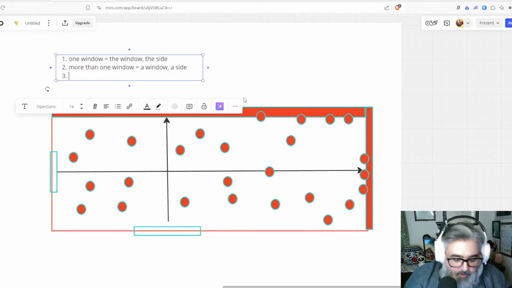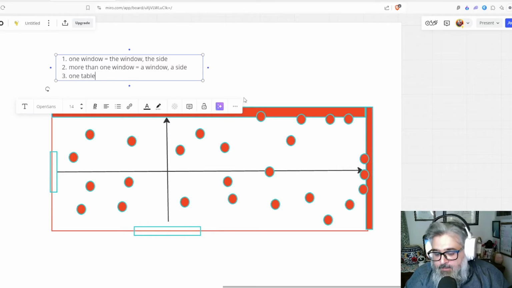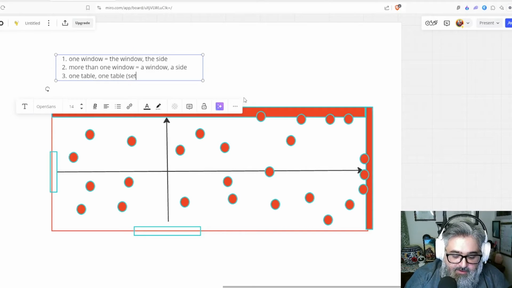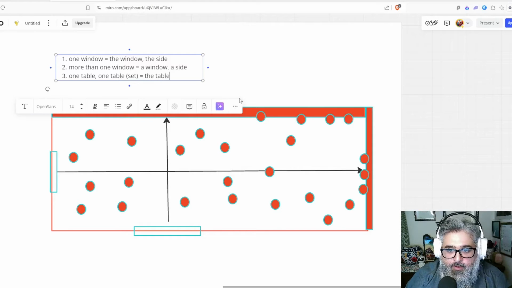If he wants one table, then it depends on two things. How many tables are in the set? If he wants one table and there is only one table in the set, then of course he's going to say the table, right?